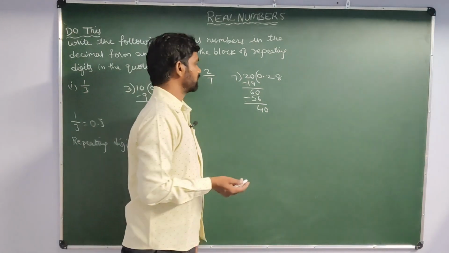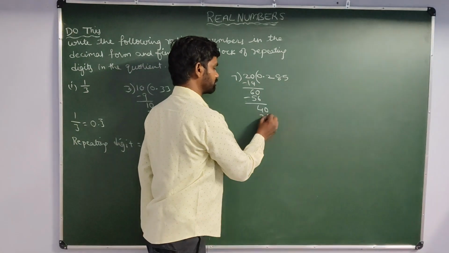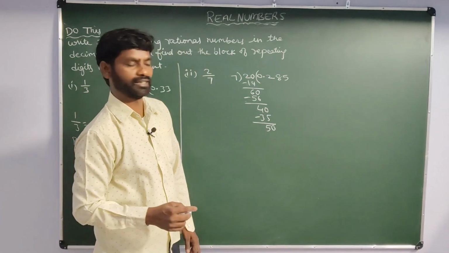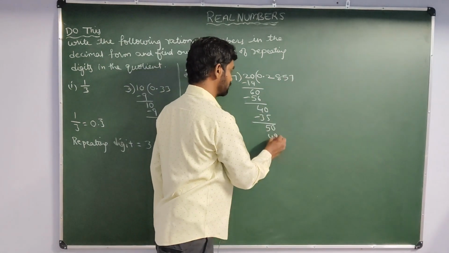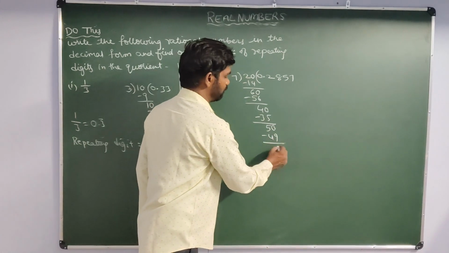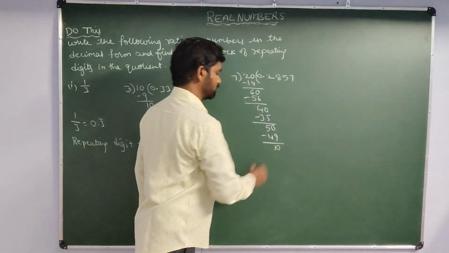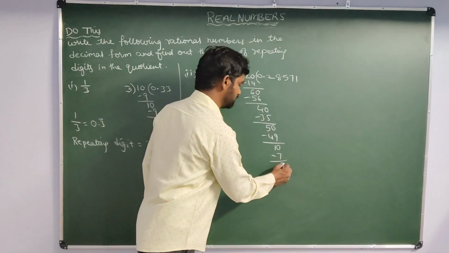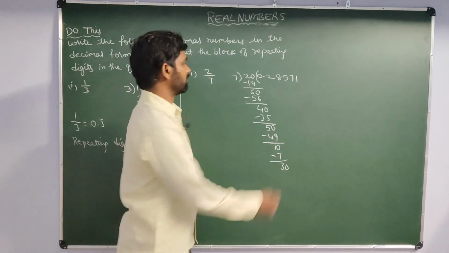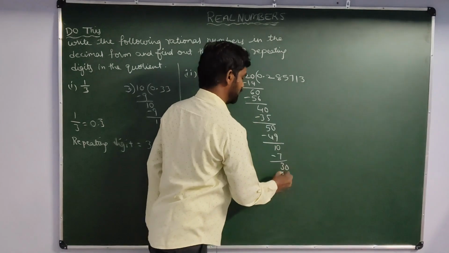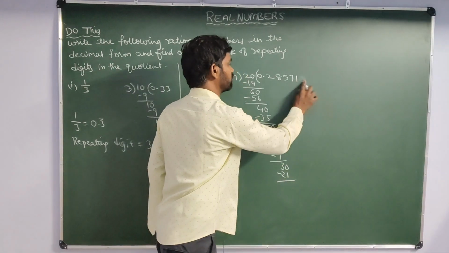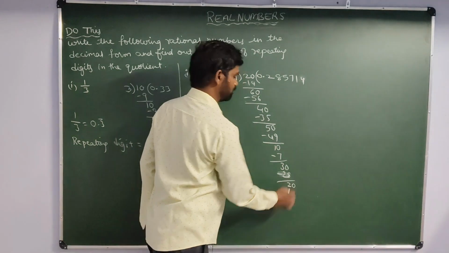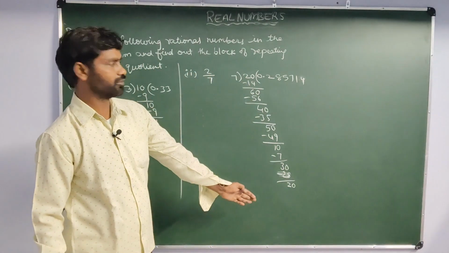60 minus 56 is 4, and consider one more 0 here. 7 5s are 35. 40 minus 35 is 5. One more 0, it becomes 50. 7 7s are 49. 50 minus 49 is 1. Take one more 0 here. 7 ones are 7. 10 minus 7 is 3. 30. 7 4s are 28. 2. 0. Again the same process continues.